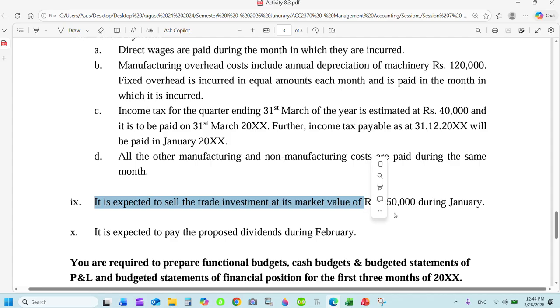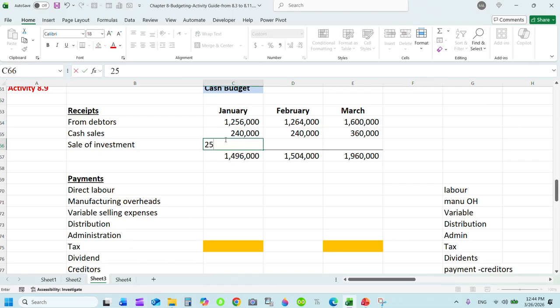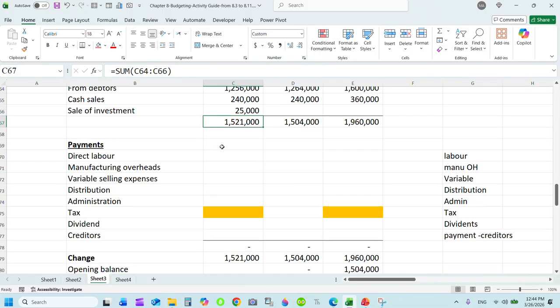Its market value is 250,000 during January. So in January month we sell our investment for 250,000. So we can take January month 250,000 as cash received from sale of investment. So these are the only cash flows that we can expect to generate during the months of January, February, and March. So let's now see payments.